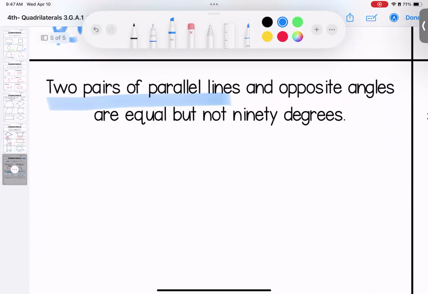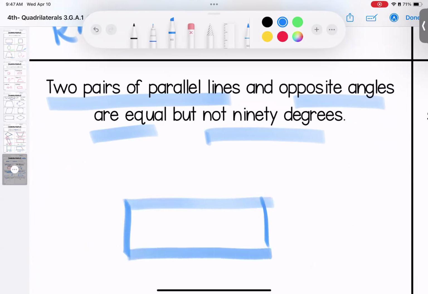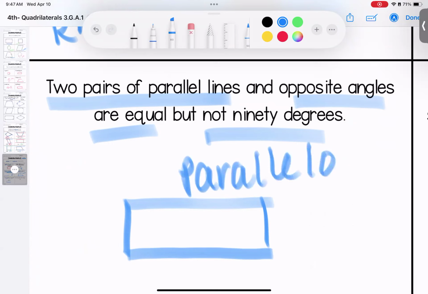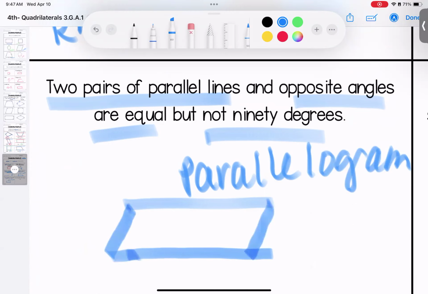Two pairs of parallel sides. Opposite angles are equal, but not 90 degrees. This is going to be, oh, I got to make it tilt a little bit. Parallelogram. That looks more like a rectangle, Mrs. L. Let's give it a little bit better of an angle. Like that. There we go. That's a little bit better of a parallelogram.